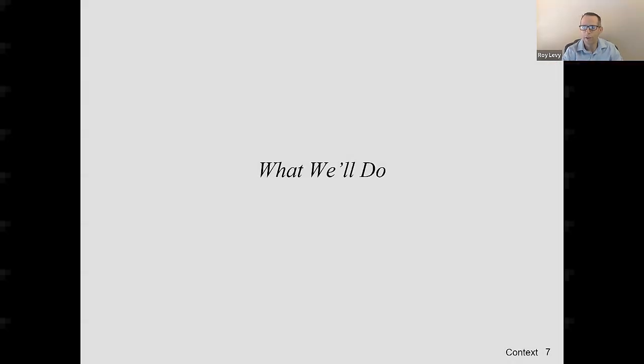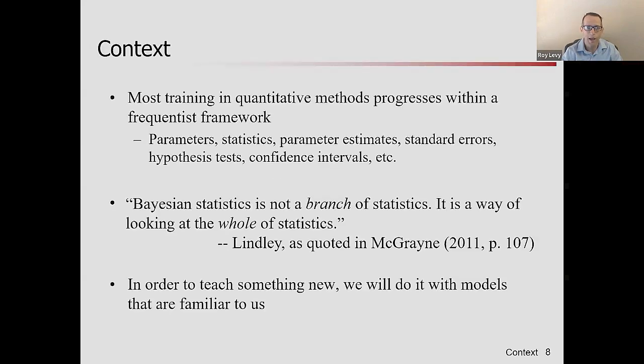So where does this fit in? What are we going to do in our time together? And how are we going to approach things relative to the context and training that most of us have already had? Most of our training, as I said, has operated within a kind of frequentist framework. Bayesian statistics is not a branch of that. It is a way of looking at or doing all of statistics.